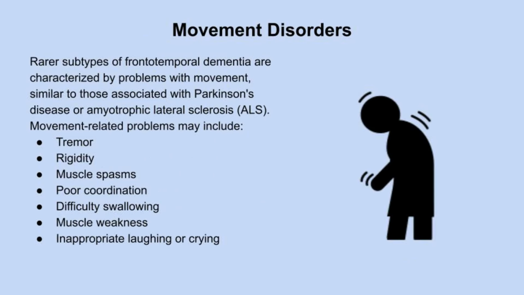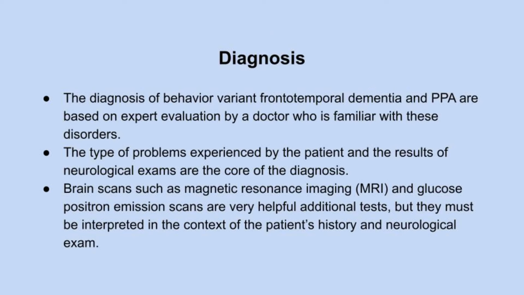And there's also some rarer subtypes that are characterized by problems with movement, similar to those with Parkinson's disease or ALS. So movement types may include tremor, rigidity, muscle spasms, poor coordination, difficulty swallowing, muscle weakness, and inappropriate laughing or crying. So the diagnosis of the behavioral variant is based on expert evaluation by a doctor who is familiar with these disorders.